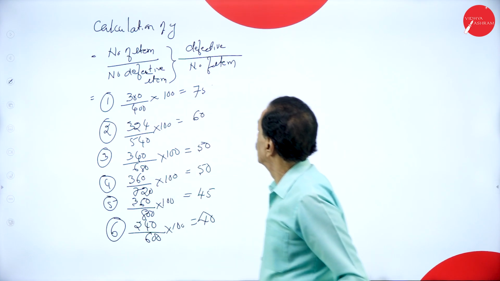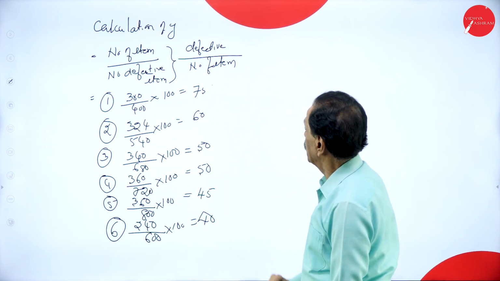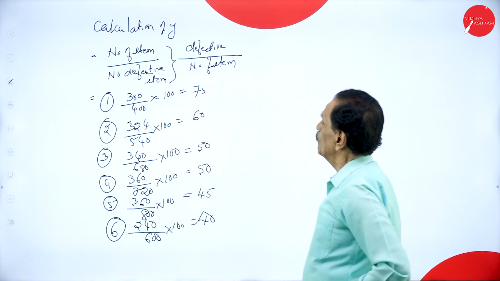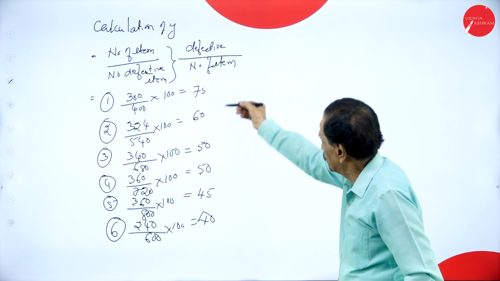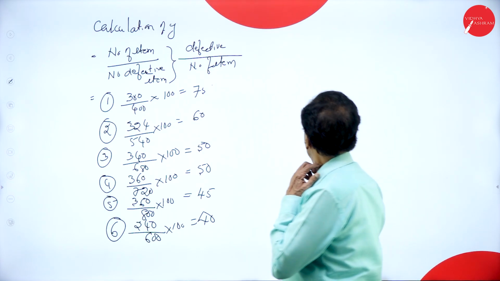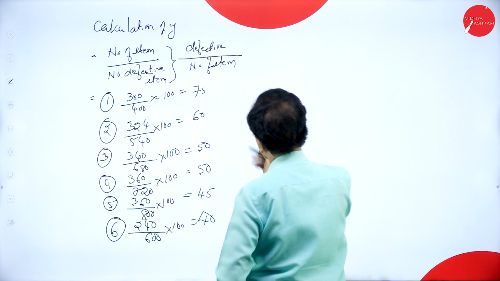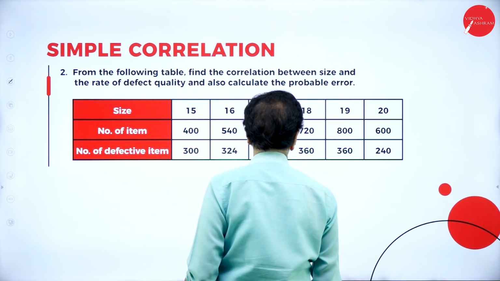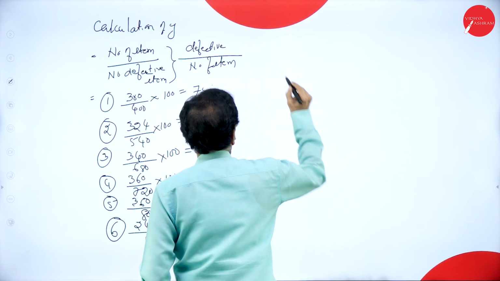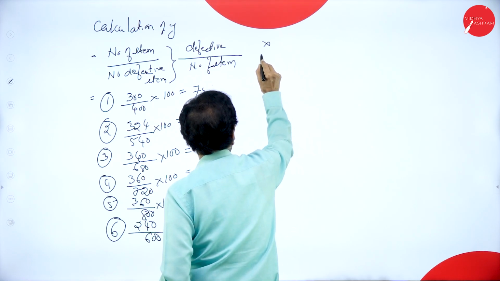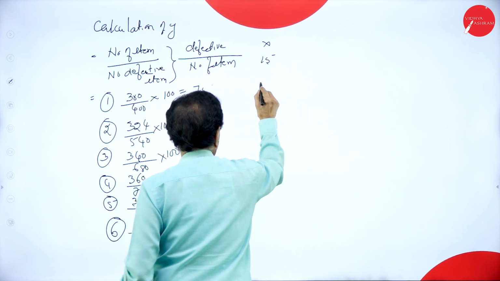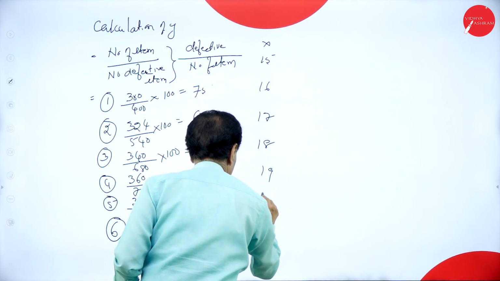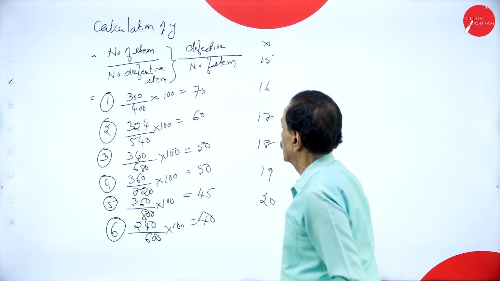Hope you understand. So they have given number of items and number of defective items. So defective divided by number of items, I have calculated. So this becomes the y. X is already given. So we'll go with the same procedure. First is x, then you go to y. What's your x value? Size: 15, 16, 17, 18, 19, 20. So what's the step to do?